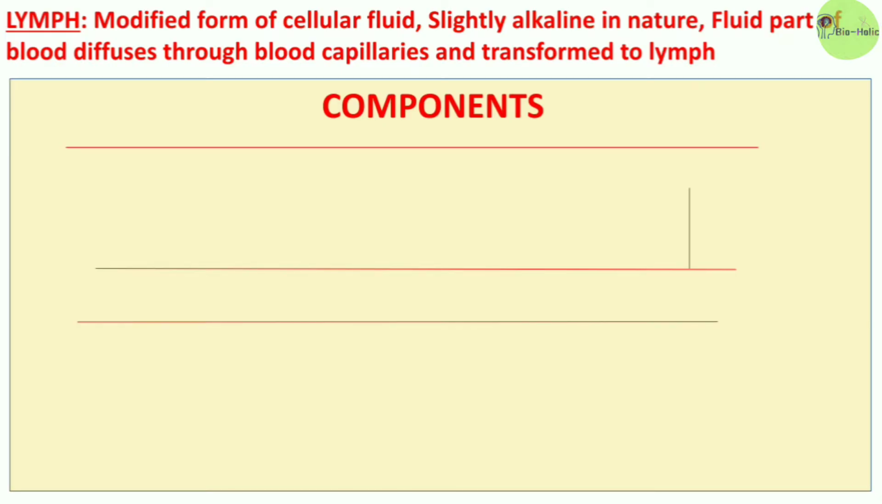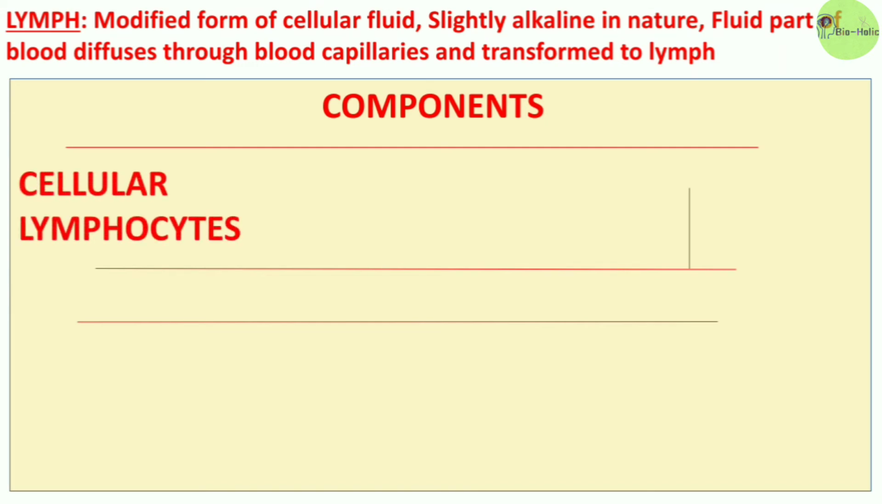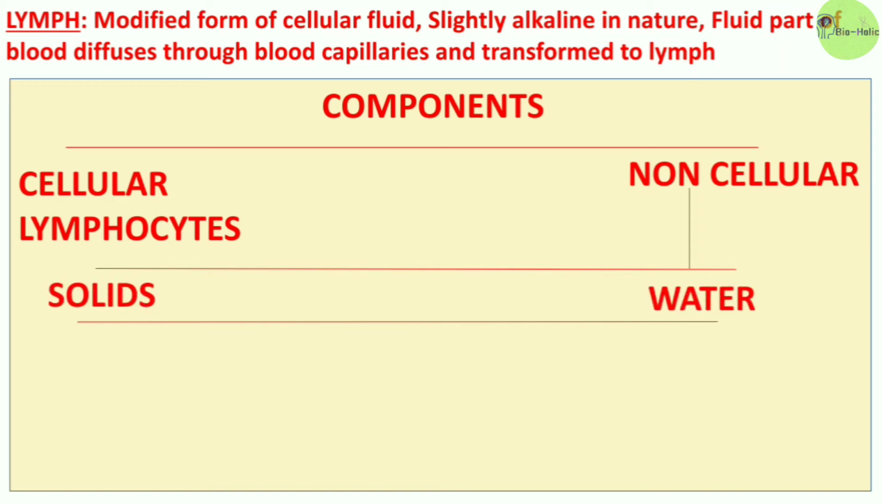Now let's move on to the lymph part. It is the modified form of cellular fluid. This is slightly alkaline in nature, and the fluid part of blood diffuses through the blood capillaries and is transformed to lymph. It has mainly two components: the cellular part, those are the lymphocytes, and the non-cellular part, which has solids and water.